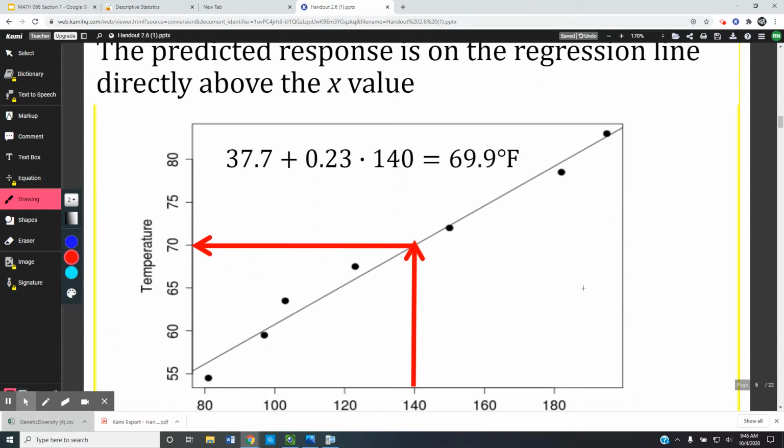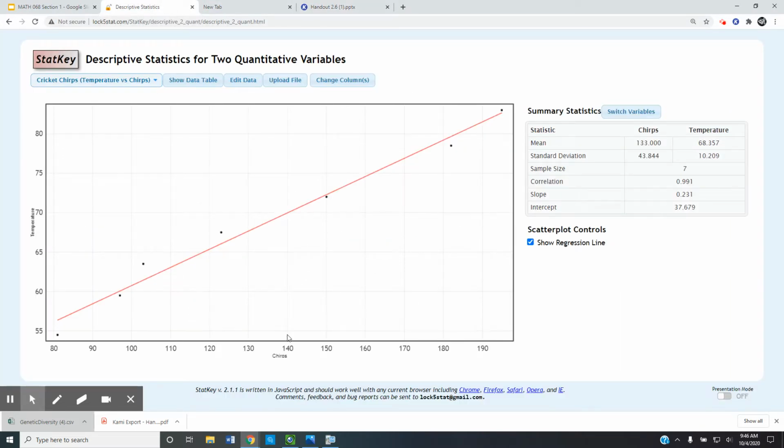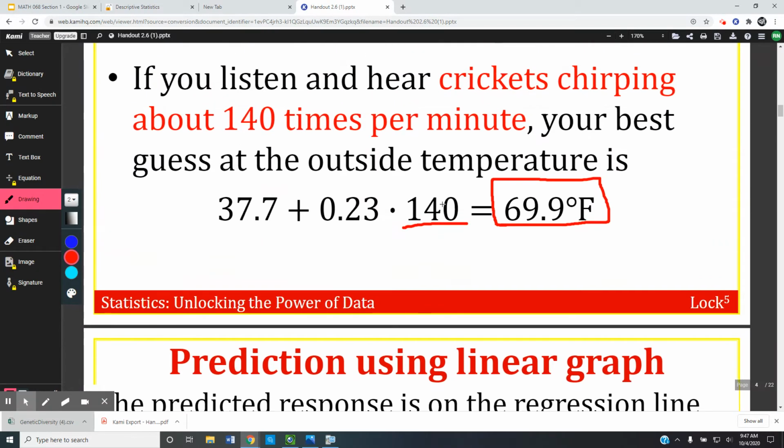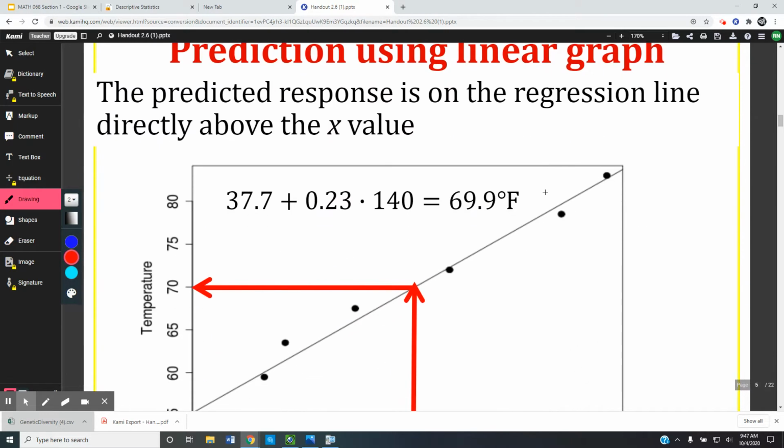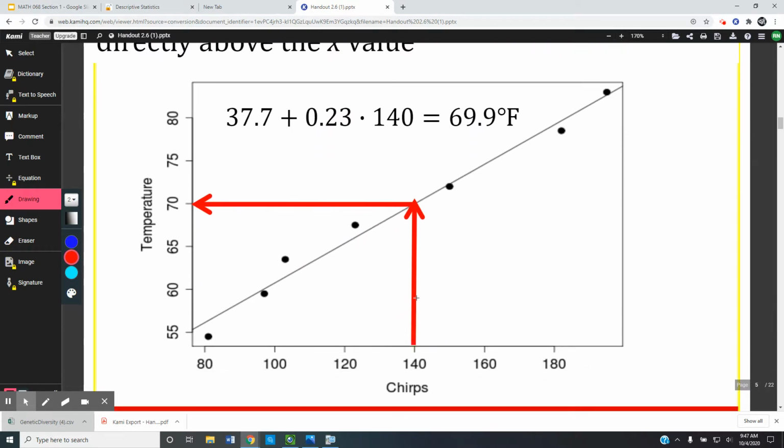Now, if we look at that on a graph, if I went straight up to 140 and looked for the intersection, it looks like 70 degrees on the graph. 140 intersects vertically and horizontally with 70, and we got 69.9 degrees mathematically. The graph gives us a very good idea of where the intersection would happen on a prediction. Remember, this data value did not take place. This is an x value that we are predicting a y value for.